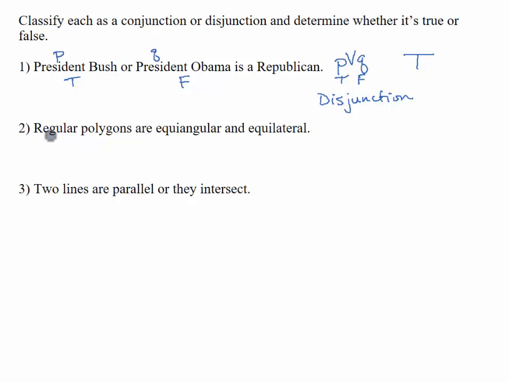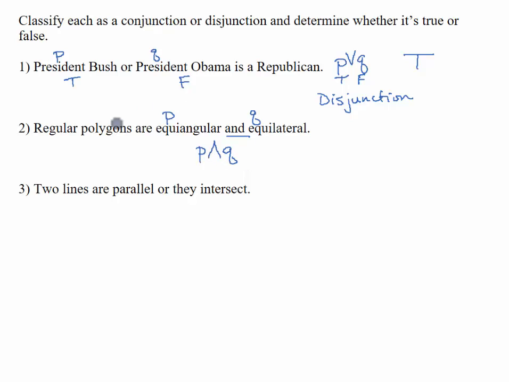How about this one? Regular polygons are equiangular and equilateral. So my P statement is regular polygons are equiangular. My Q statement is regular polygons are equilateral. And this is "and." So P and Q.